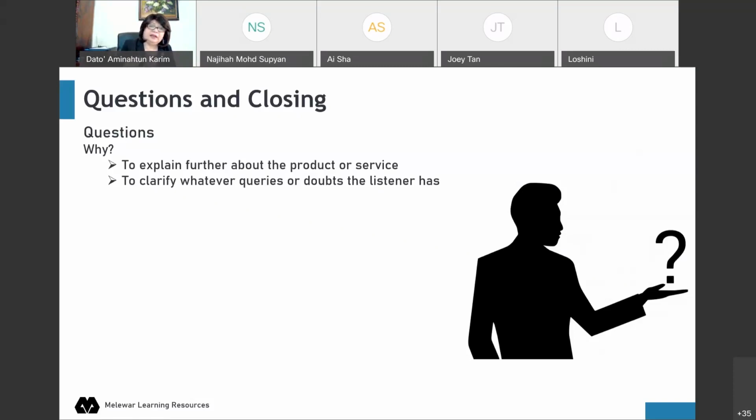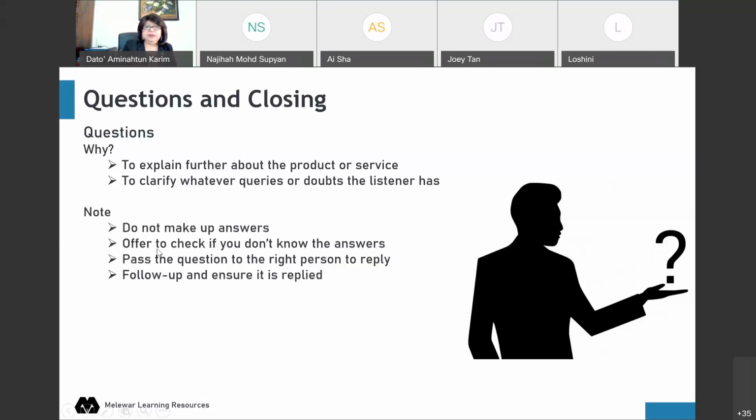So he needed clarification, and the job is for Nick to clarify, okay? But in that case, Nick did not clarify because he did not know the answer. So I want to remind you, when you answer questions, you must remember, don't make up answers. Like Nick said, I don't know. I'm not familiar with what the TFO is. So he offered to check because he didn't know the answer, right? He said, I will ask the technical people.